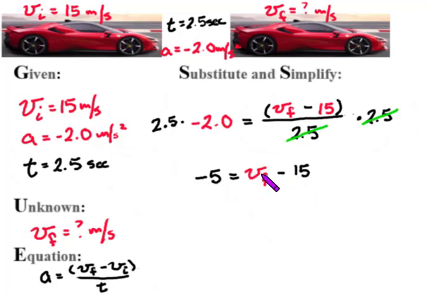In order to get velocity final all by itself, I'm going to add 15 to the right-hand side of the equal sign, and I'm going to add 15 to the left of the equal sign. Because negative 15 and positive 15, these kind of blow each other up. And when I do this math, I get that velocity final equals 10 meters per second.